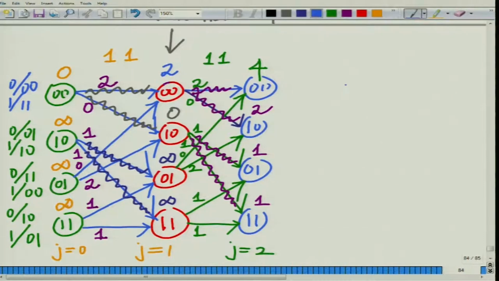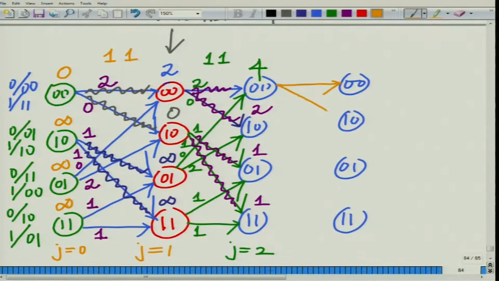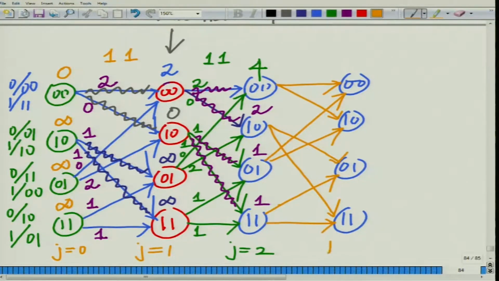Similarly, I can do j equal to 3, with states 0 0, 1 0, 0 1, 1 1, and I have all the branches. You can keep doing this. For j equal to 3, the received code word corresponding to this is 1 0. The branch metrics will change.